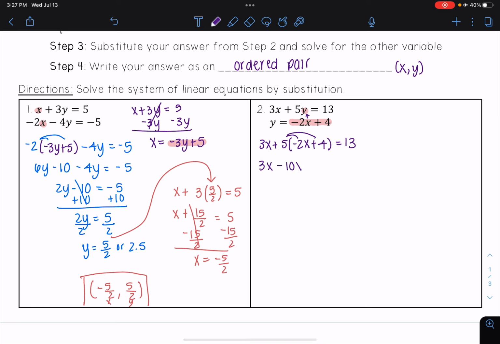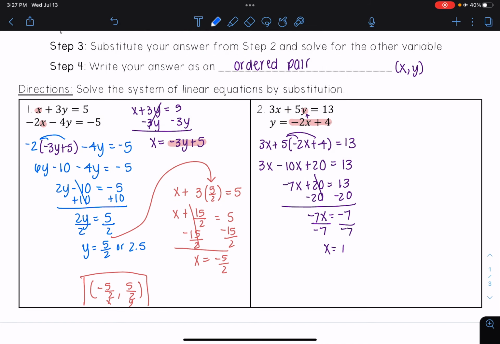Distribute, and I get negative 10x plus 20 is equal to 13. 3x minus 10x, I get negative 7x plus 20 is equal to 13. Subtract 20 from both sides, and I get negative 7x is equal to negative 7. Divide by negative 7, and I get that x is equal to 1. Now I need to figure out what my y is, so I'm going to go ahead and use my second equation here. And when I do that, I have y equals negative 2 times my x value I just found, which is 1, plus 4. And I get that y is equal to 2.